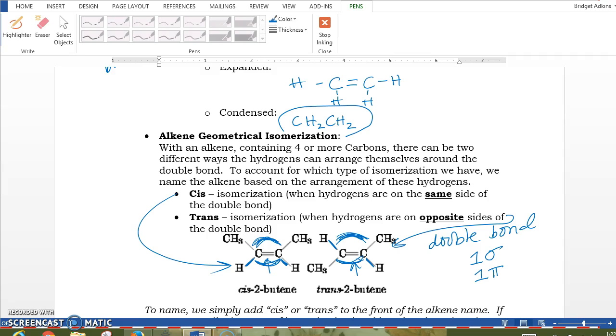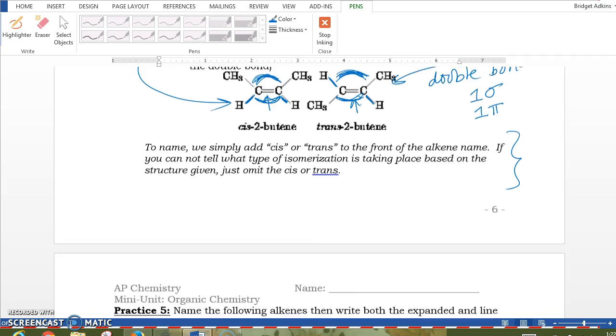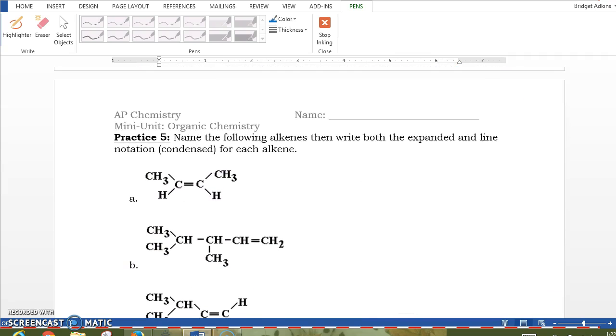So sometimes you won't be given a structure where you could tell. Like if we had written this condensed, we would have said CH3, CH2, CH2, CH3. And you really can't tell, is it on the same side of the double bond or is it straddling it? So if they don't show you a structure where you can tell, then you just don't worry about saying what it is. So we'll practice these. We'll look at some straight chain alkenes as well as some branched.